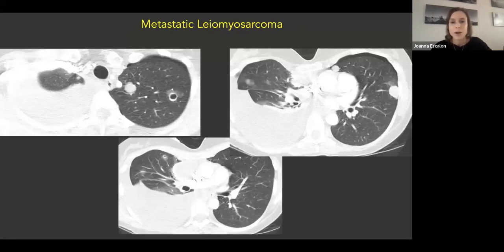Similarly, metastatic leiomyosarcoma, on the other hand, not benign, obviously a malignancy, and you are not going to typically see cysts. You're going to see nodules as the metastases. Certainly, like other sarcomas, they can cause pneumothoraces, and you can get cavitation of the nodules.